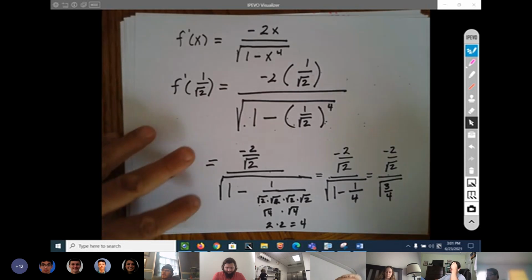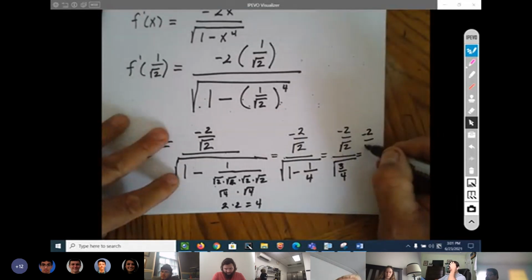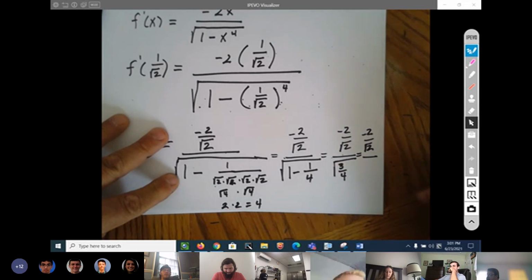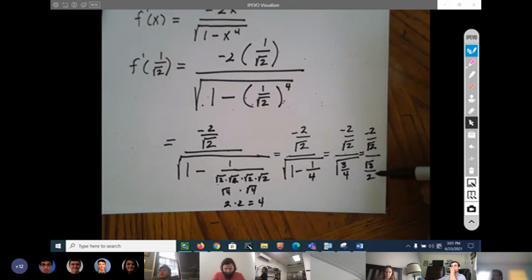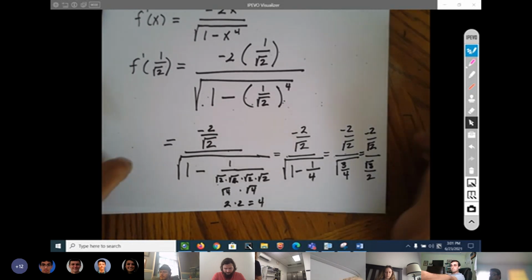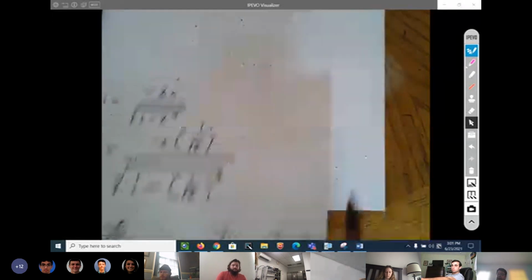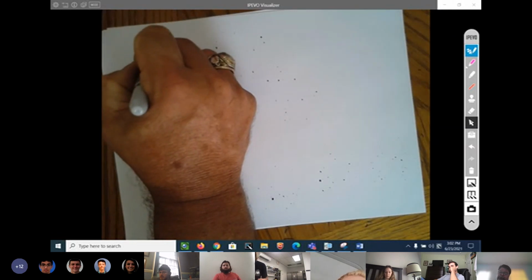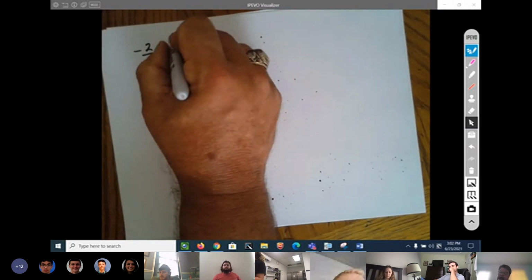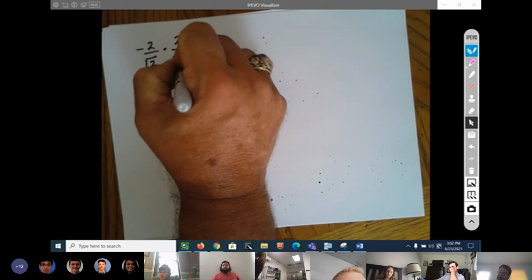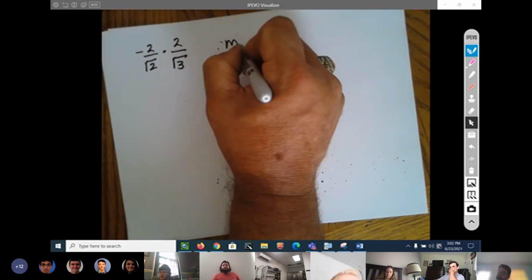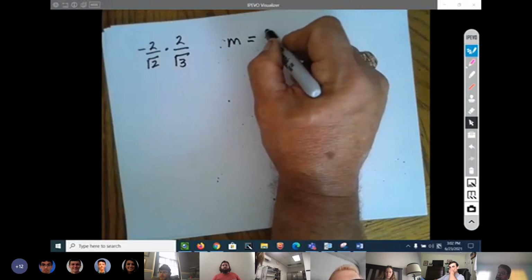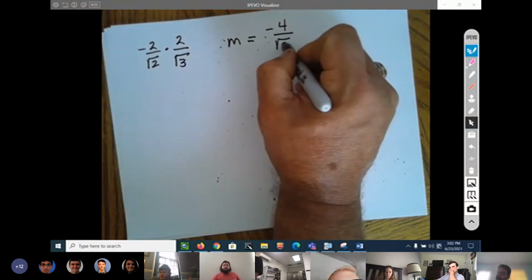And that's going to be negative 2 over the square root of 2 divided by the square root of 3 over 2. And when you divide a fraction by another fraction, you multiply by the reciprocal. So that's going to be negative 2 over the square root of 2 multiplied by 2 over the square root of 3. So our slope is equal to negative 4 over the square root of 6.